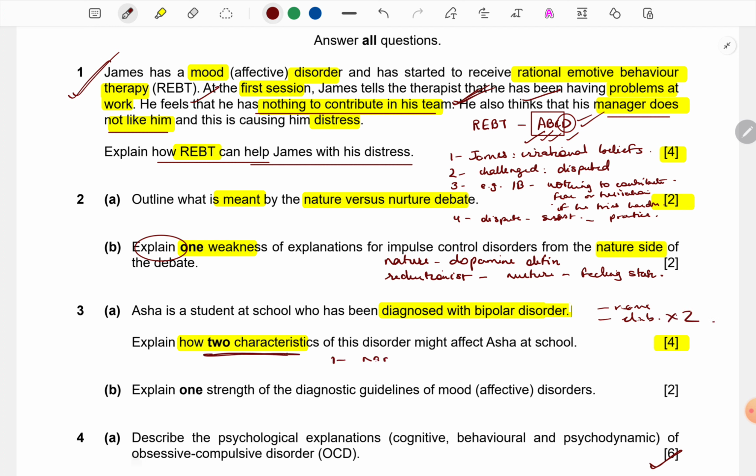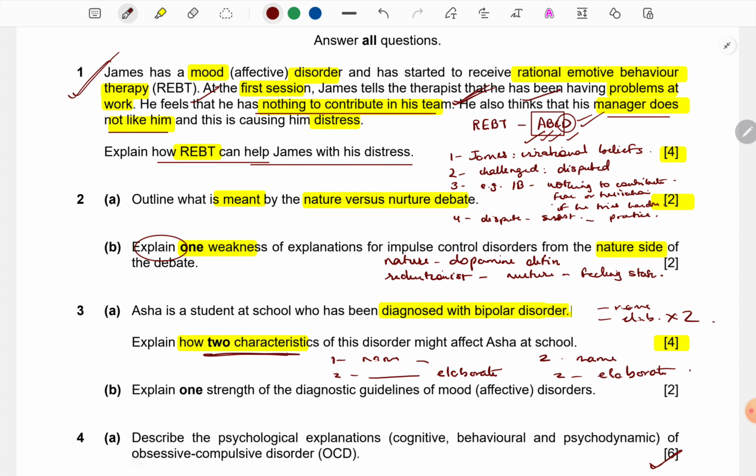So name the characteristic, link it to Asha's scenario. So elaborate with reference to a scenario. Again, they've given a scenario, you have to refer to it. No point of giving general answers. Again, name a point, elaborate. So name another characteristic, say how it affects Asha.